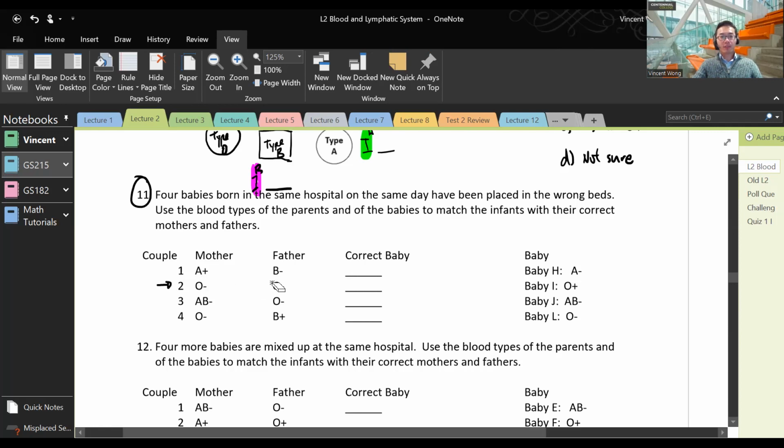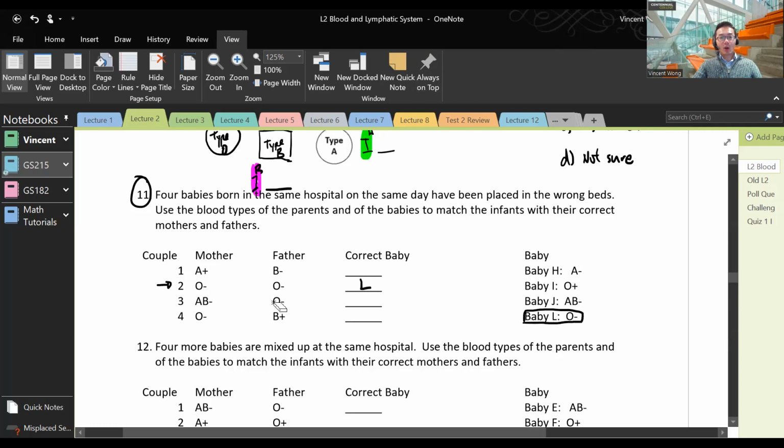O negative, right? So if both of them are O, then their baby also has to be type O. If both of them are negative, then their baby also has to be negative. So the answer is L. Okay, without question, definitely L. Okay, so 1 baby down, 3 more to go.